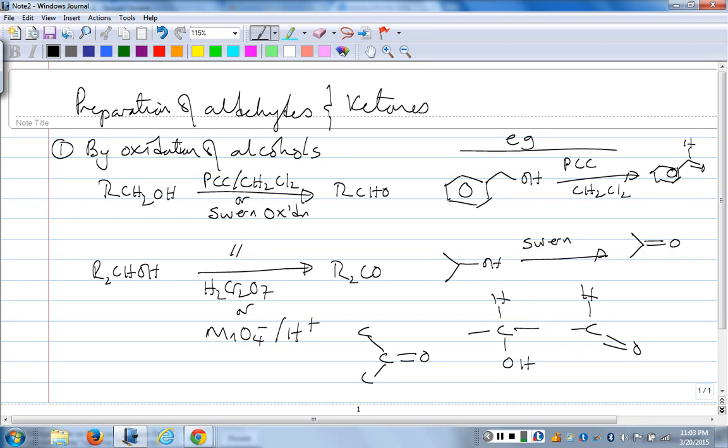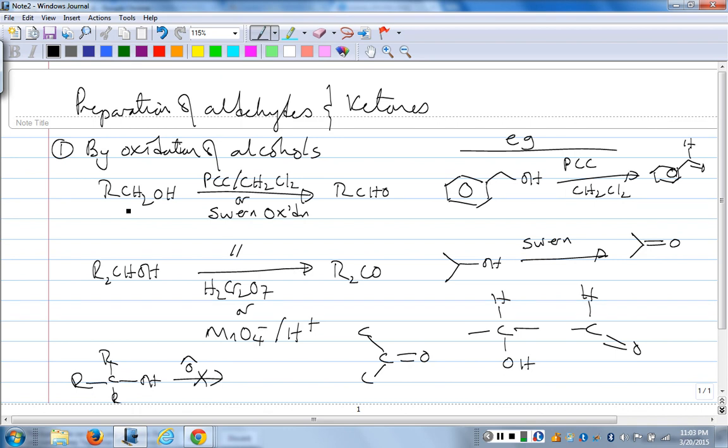On the other hand, should I have used either Jones reagent or acidified permanganate to oxidize the primary alcohol, I'd have gone all the way through the aldehyde into the carboxylic acid. But should I wish to stop at the aldehyde level, I've got to use one of these reagents. So I can still prepare aldehydes or ketones by oxidation of alcohols. I will also remind you that tertiary alcohols, being devoid of the aldehydic H and the carbinol H, are not oxidizable, so these don't undergo oxidation.